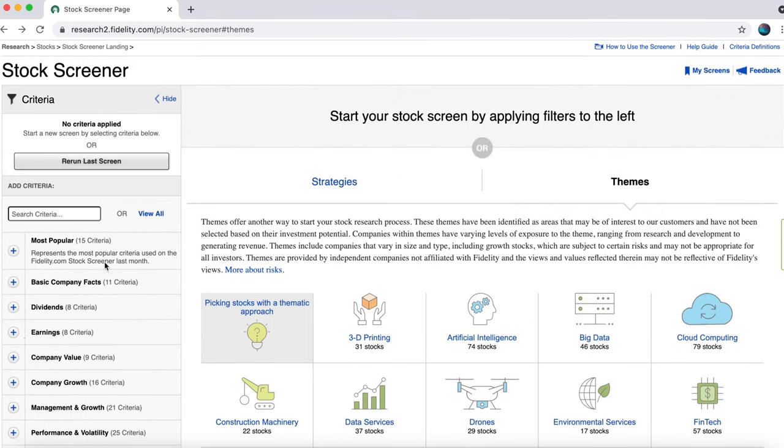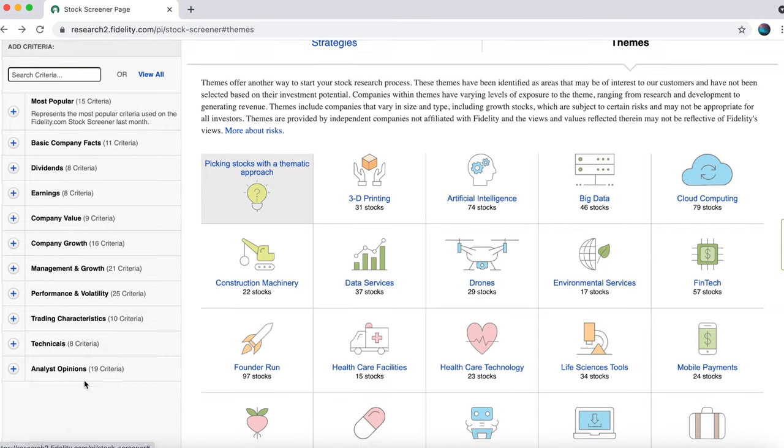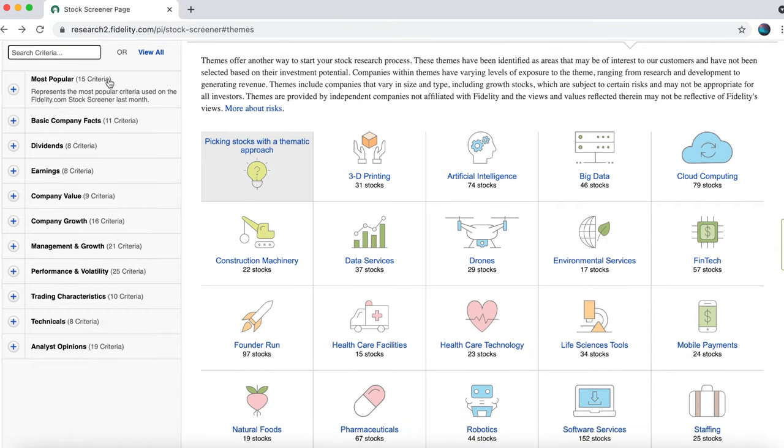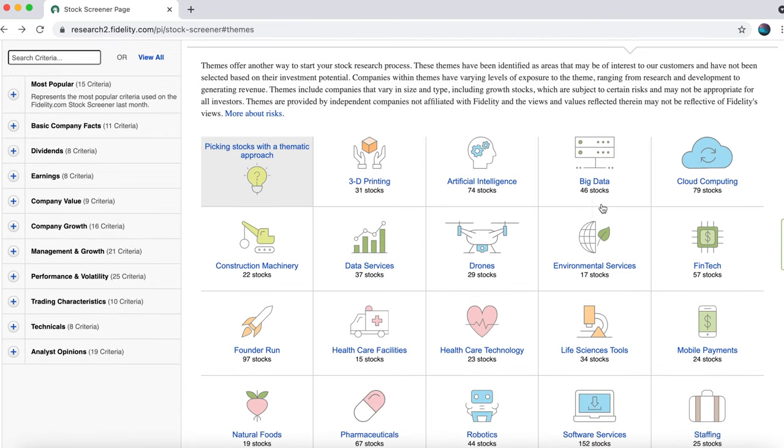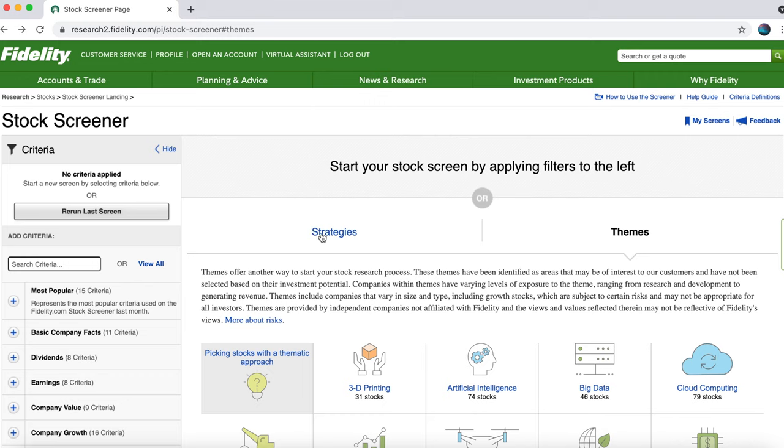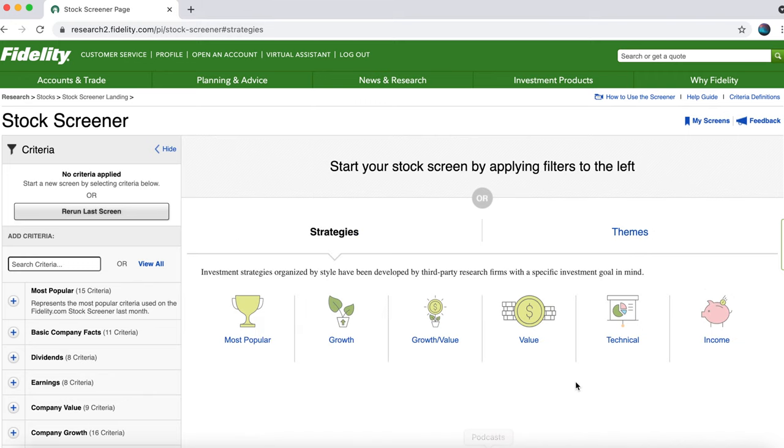If you're a stat person and you really want to find that great needle in a haystack, then the left criteria filter is going to be for you. If you're just open to whatever is recommended, then you might want to check out the themes or the strategies of the Fidelity Stock Screener.